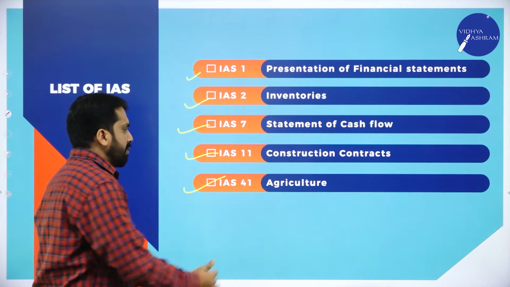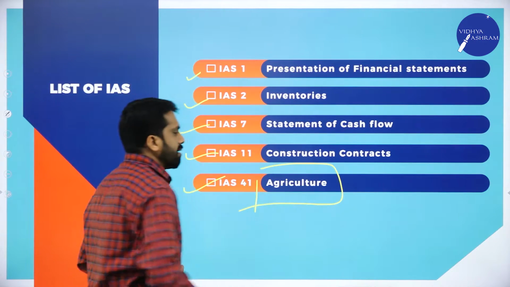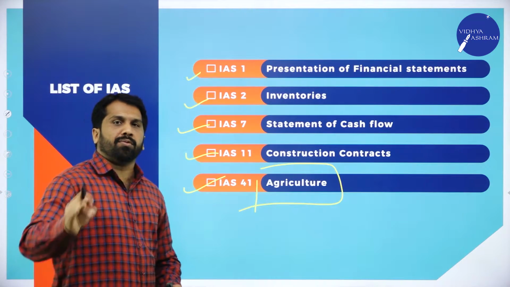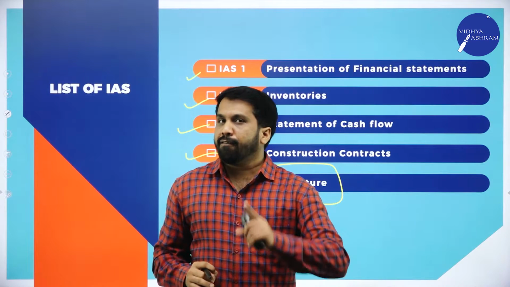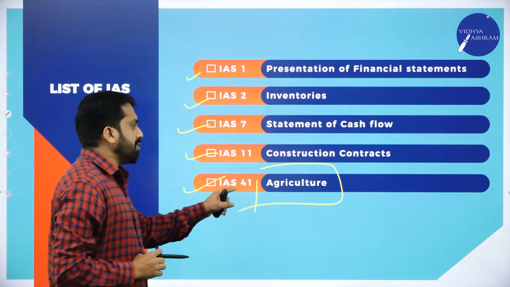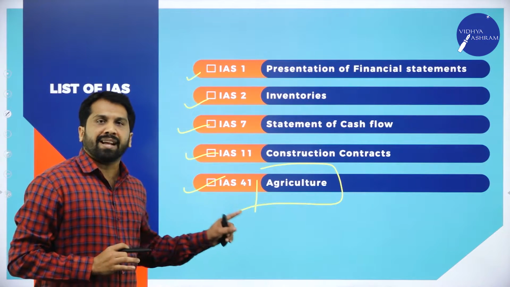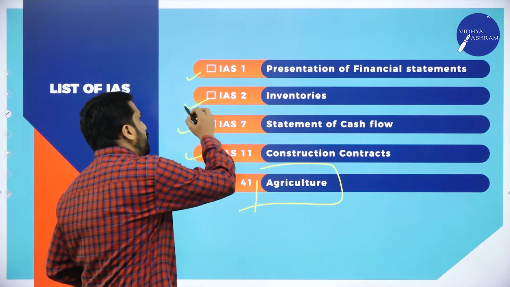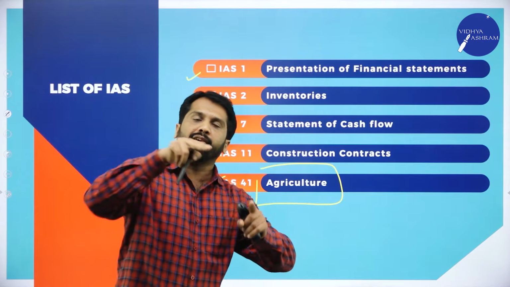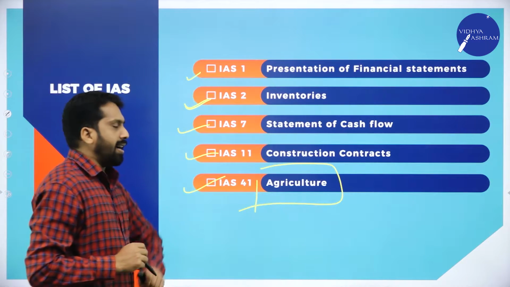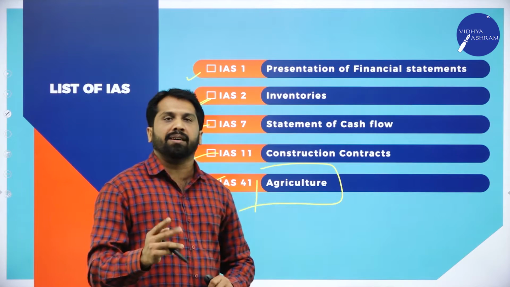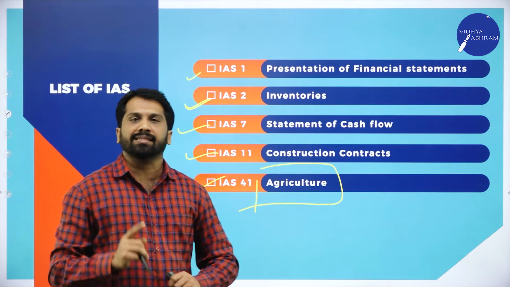Easy to remember. You are familiar with the word agriculture. So IAS 41. As I told you, how many accounting standards do you have? 41. Go with the last one. The 41st accounting standard is called agriculture. Then go with the second one, inventories. Second one, inventory. 41 is called agriculture. Clear? Yes. So these 2 you have to remember for your 1 or 2 marks question.